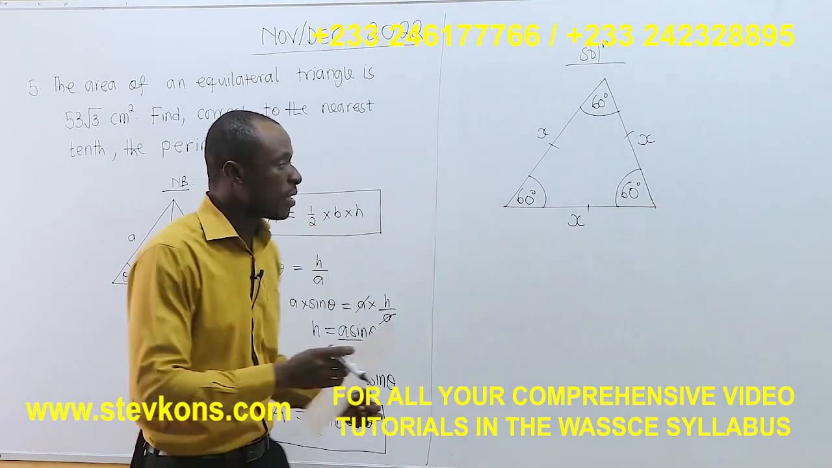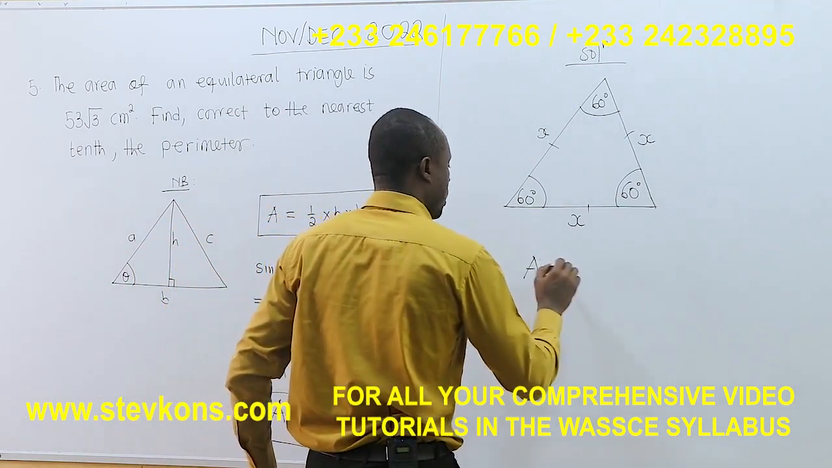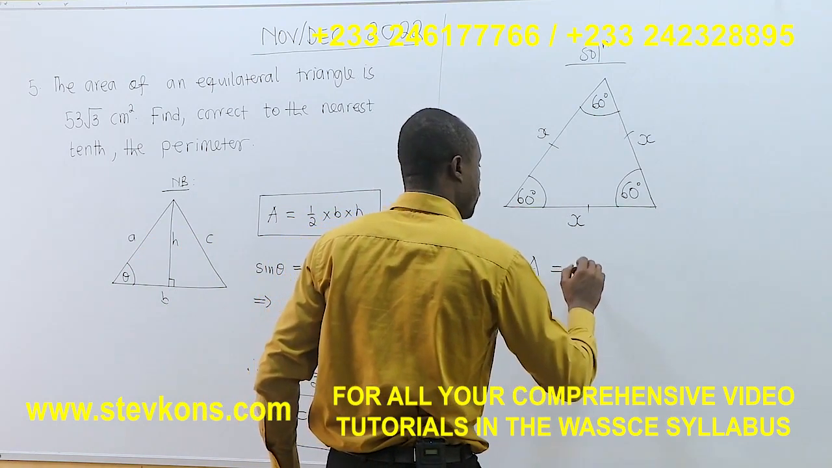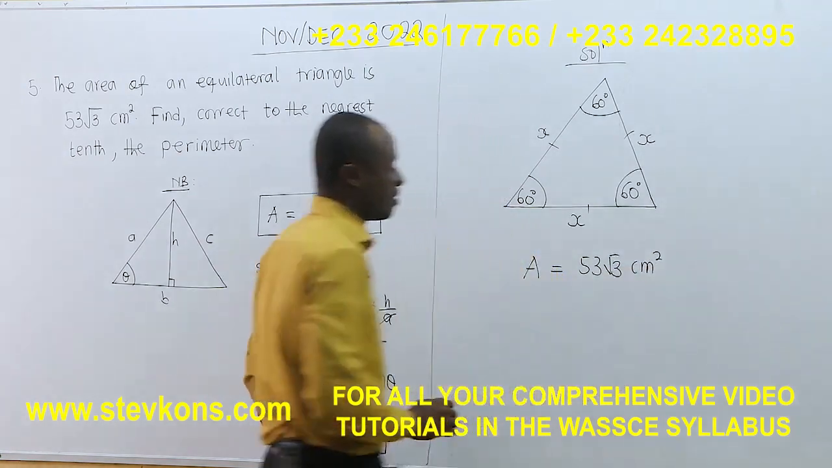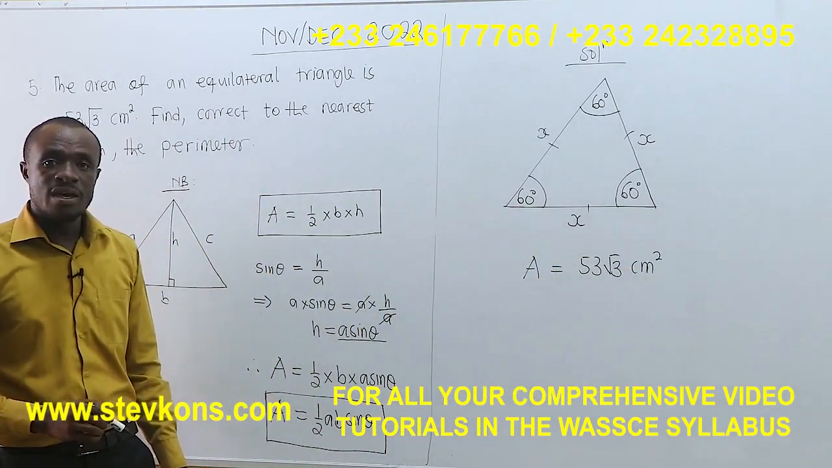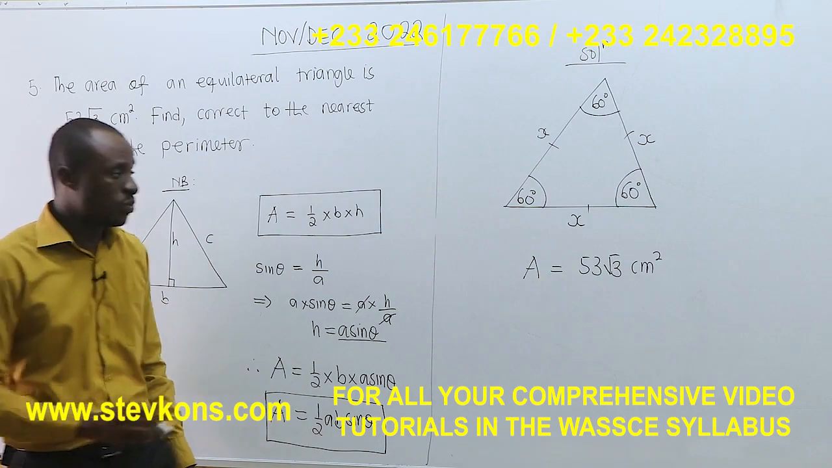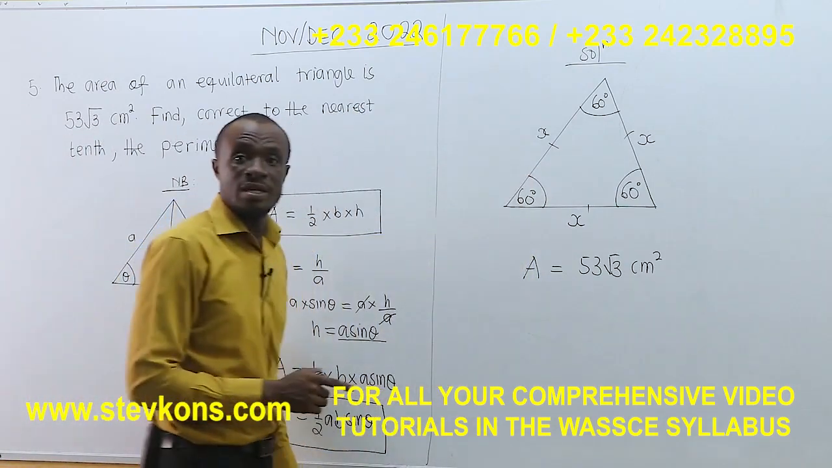We know the area. We are being given that area is equal to 53√3 cm². This is the area. Now, from the area, we'll be able to know the side. But we know that here we don't know the height.